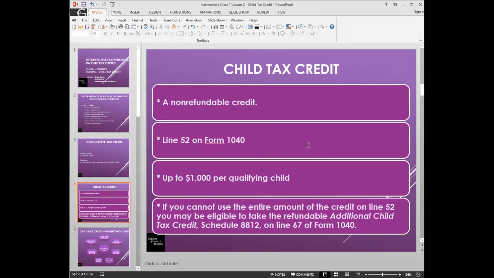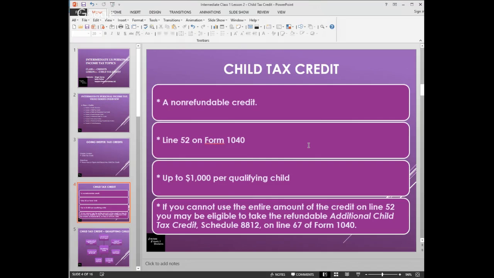The child tax credit is actually a non-refundable credit, and it is reported on line 52 on the 1040, and it's up to $1,000 per qualifying child. This was made permanent as part of the PATH Act that was passed earlier this year, and you should expect this $1,000 per qualifying child to stay in effect until there's a major change in the tax code.